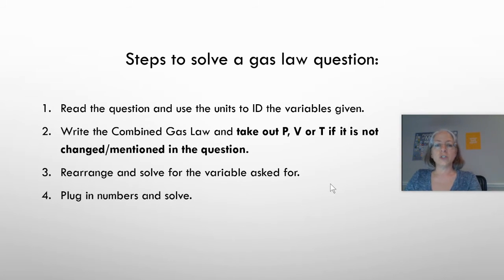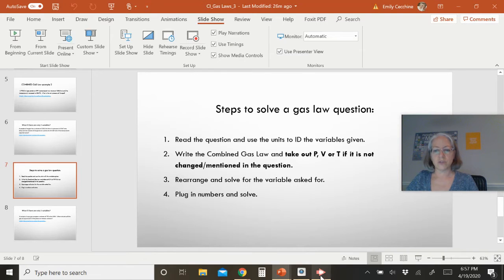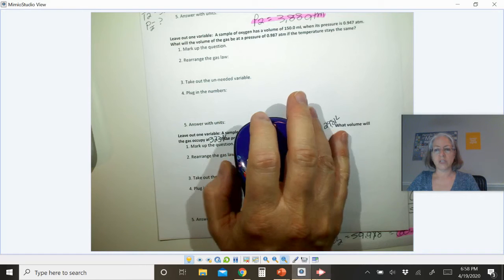So we read through the question, identify our units, write your combined law, and take out what's not used. And we haven't done that yet, but we're going to do it now. So I put it in bold on this slide. So make sure you add that to your steps, because sometimes you won't have all three variables. You're only going to have two to work with. And that just makes it go faster. Then you rearrange and plug in, and there you go. All right. So let's work one of those type problems. That's the next one on your handout. So I will close this out, get my screen.